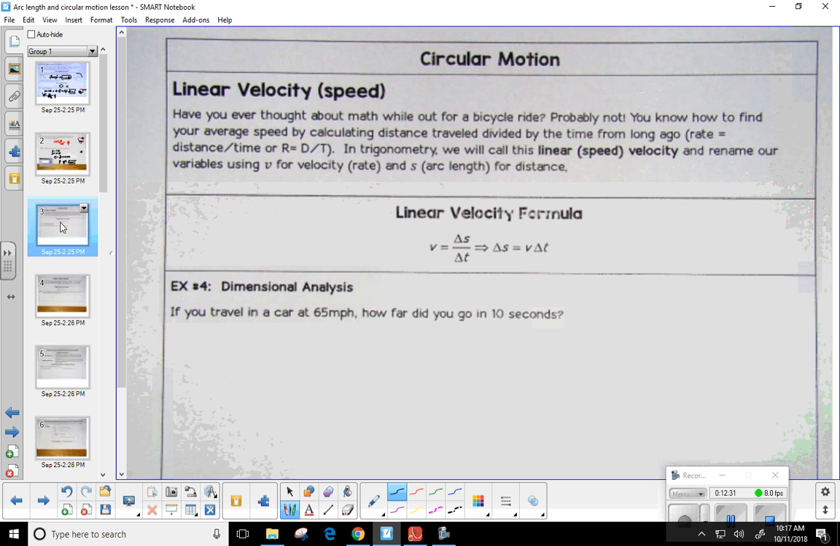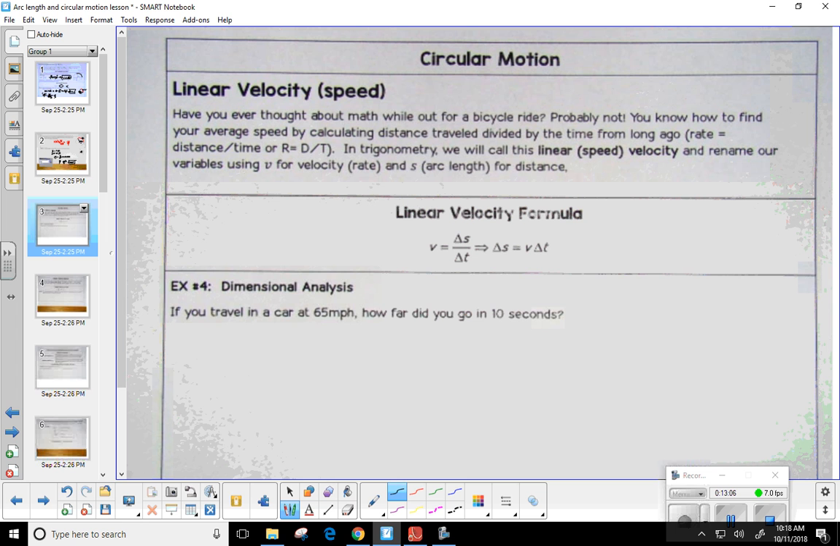But in trig, we're going to call this linear velocity or linear speed. Okay, and rename our variables using v for velocity. So v is going to be how fast we're traveling, and s is still going to refer to the arc length. So linear velocity, if you have speed, okay, you're going in a specific direction, right? We're going to talk about vectors coming up in the second semester. But when we're talking about linear velocity, linear speed, this is how fast an object is traveling in a circular path. Okay? So you're still looking at speed, but it's in a circle.